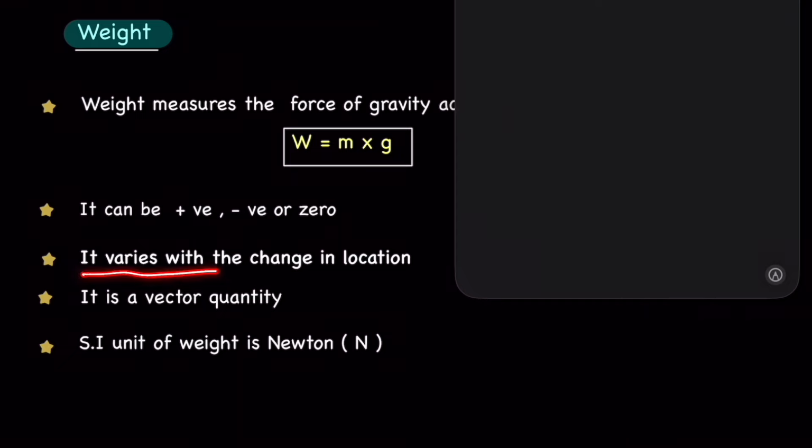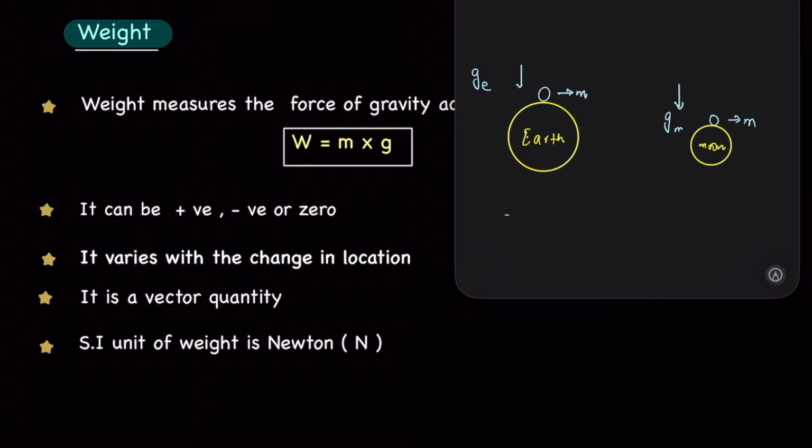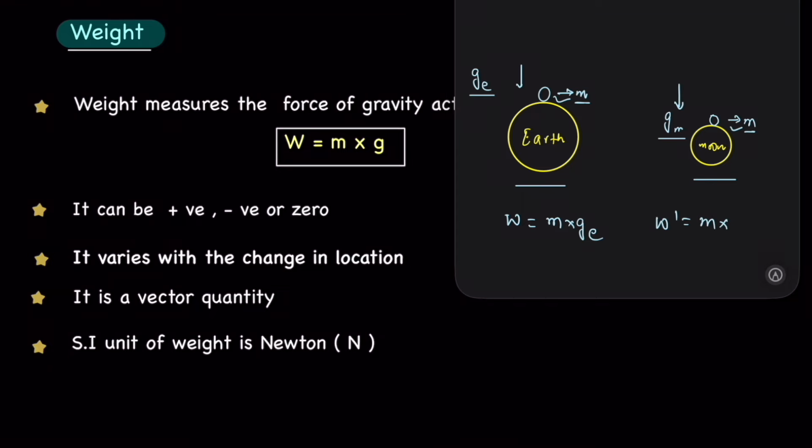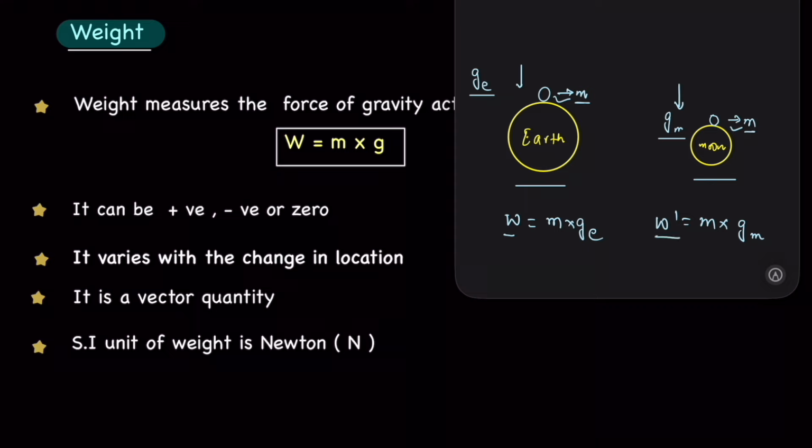Next, weight varies with the change in location. In this figure you see we took the earth and the moon, and the same object having the same mass m is placed on the surface of the earth and the surface of the moon. But acceleration due to gravity is changing. On earth it is small g e and on the moon it is small g m. So the weight of the body on earth is m into ge, and the weight on the moon is m into gm. This weight will not be equal. Why is it not equal? Because acceleration due to gravity on earth and on moon is different.